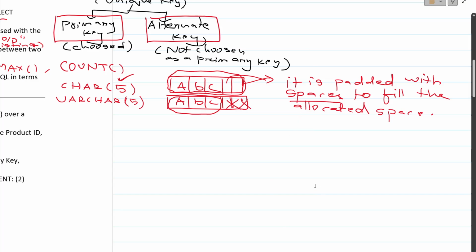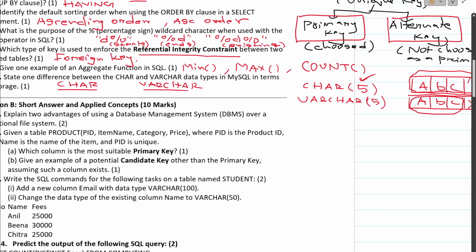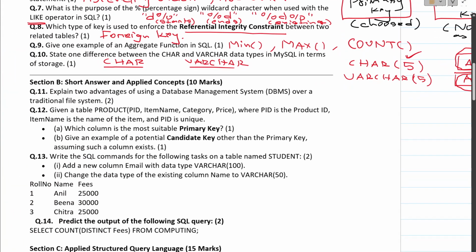This is the main difference that you can remember. Now let's come to section B, and it's also a very important one. You can note down those questions and the answers whatever we are discussing right now. Number 11, explain 2 advantages of using a database management system over a traditional file system.